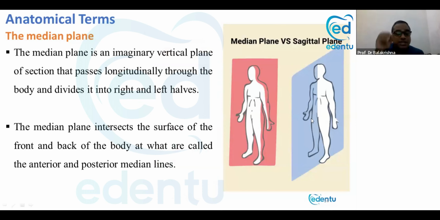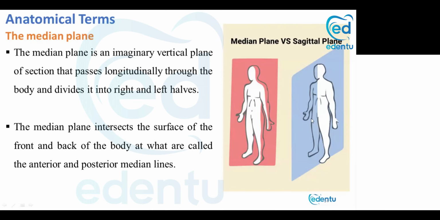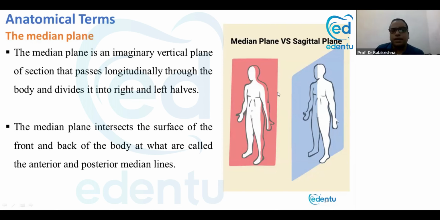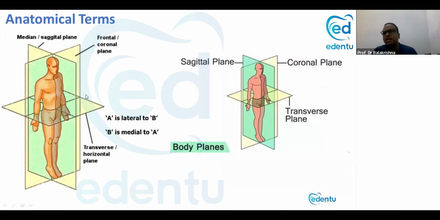The median plane is an imaginary vertical plane which goes through the midline of your body and divides the body into left and right halves. It goes something like this. It passes longitudinally. The median plane intersects the surface of the front and the back also, so anterior and posterior median planes are also there. So these are your median planes, the various planes.